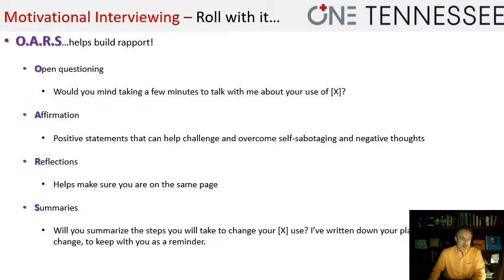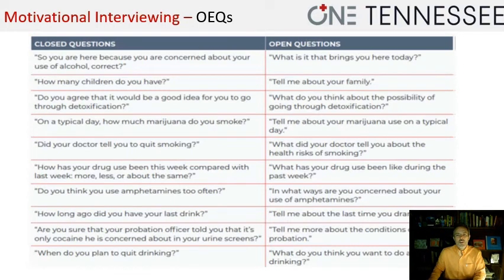Use reflections. This helps make sure you are on the same page. So reflect back: I hear you saying XYZ, to make sure that's exactly what they meant when they said it. Always try to summarize. Will you summarize the steps you will take to change your use of marijuana? I've written down your plan, a prescription for change, to keep with you as a reminder. So you need a summary to document what you talked about, what the patient should do, and when they should do it. The use of open-ended questions is key to eliciting those hooks, those values, what motivates your patients, and just learning more about them.